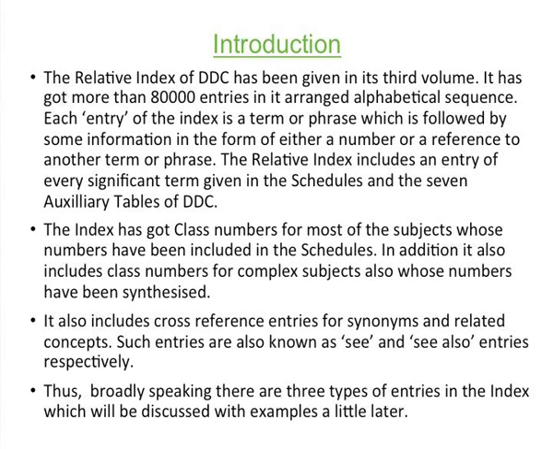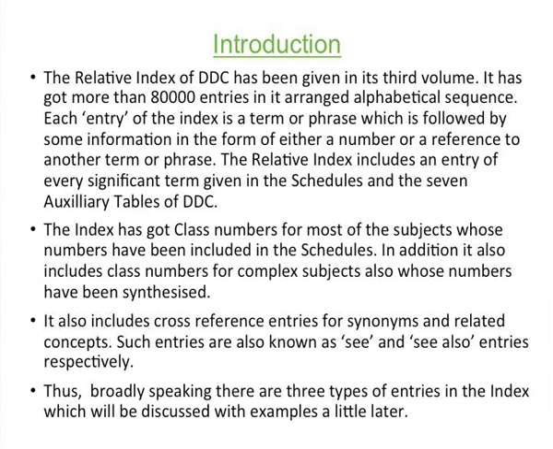The relative index includes an entry of every significant term given in the schedules and the 7 auxiliary tables of Dewey Decimal Classification. The index has class numbers for most of the subjects whose numbers have been included in the schedules. In addition, it also has class numbers for some complex subjects whose number has been synthesized. Thus, this relative index has, other than these numbers, cross reference entries for synonyms and related concepts. Such entries are also known as "see" and "see also" respectively. These are given for synonyms and related topics.